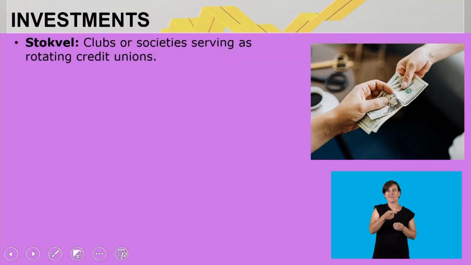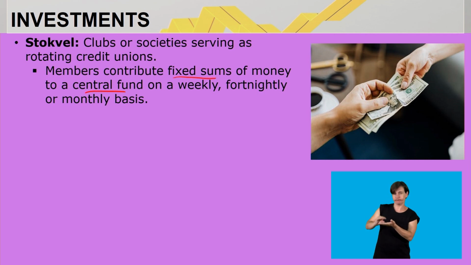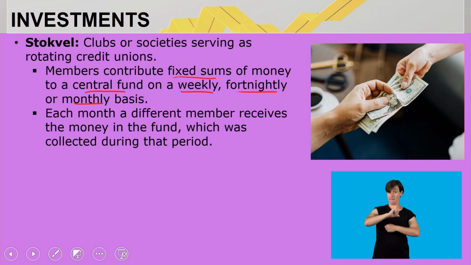Let us quickly look at investments. First up, we will quickly look at the investments we're going to be working with in today's lesson. First of all, I listed here stokvel. That is clubs or societies serving as rotating credit unions. What is important here is that members contribute fixed sums of money to a central fund on a weekly, fortnightly or monthly basis. Then also important is that each member, or a different member, receives the money in the fund which was collected during that specific period.